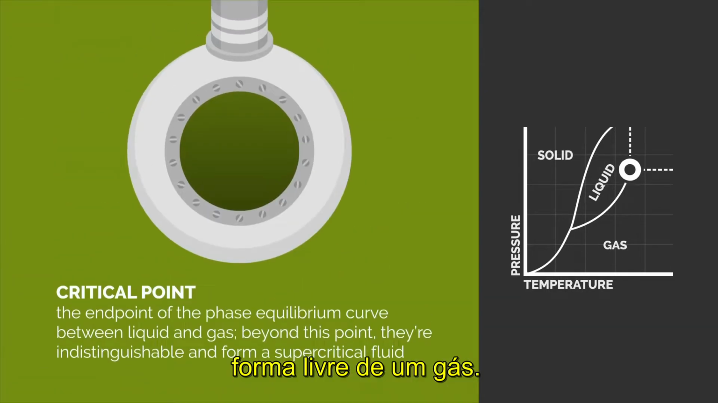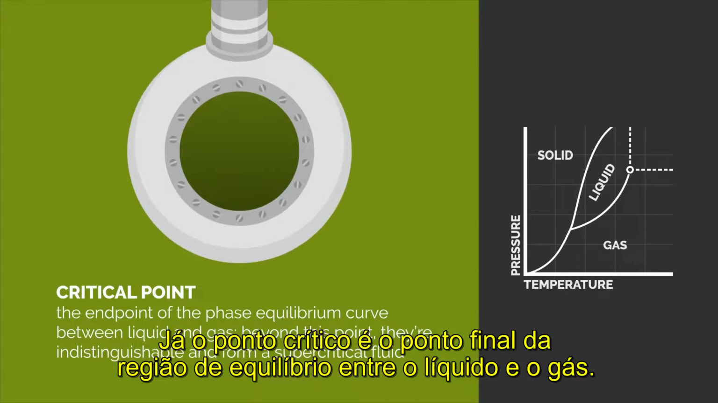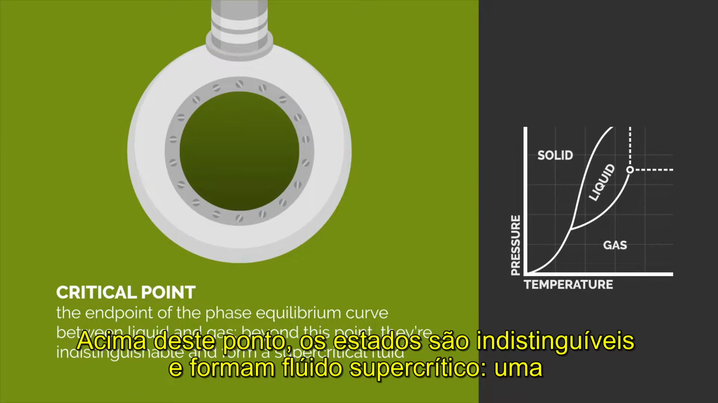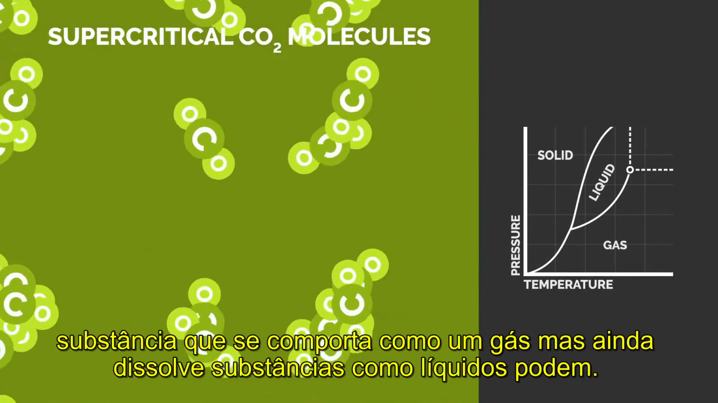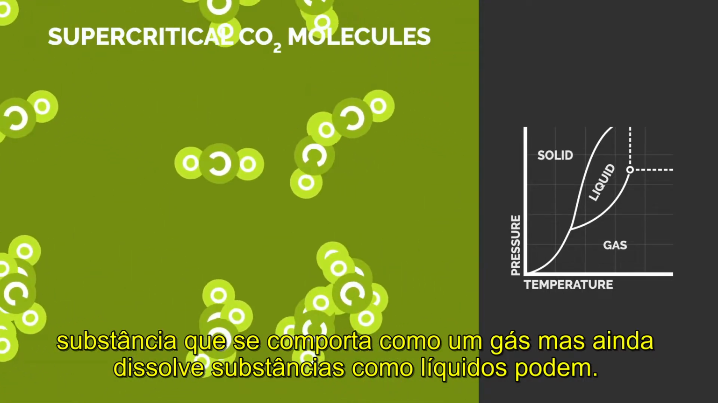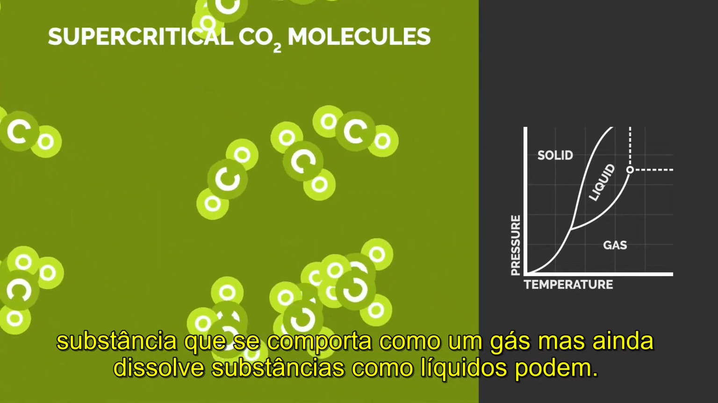The critical point is the end point of the phase equilibrium curve between liquid and gas. Beyond this point, they're indistinguishable and form a supercritical fluid, which is a substance that behaves like a gas but still dissolves substances like liquids can.